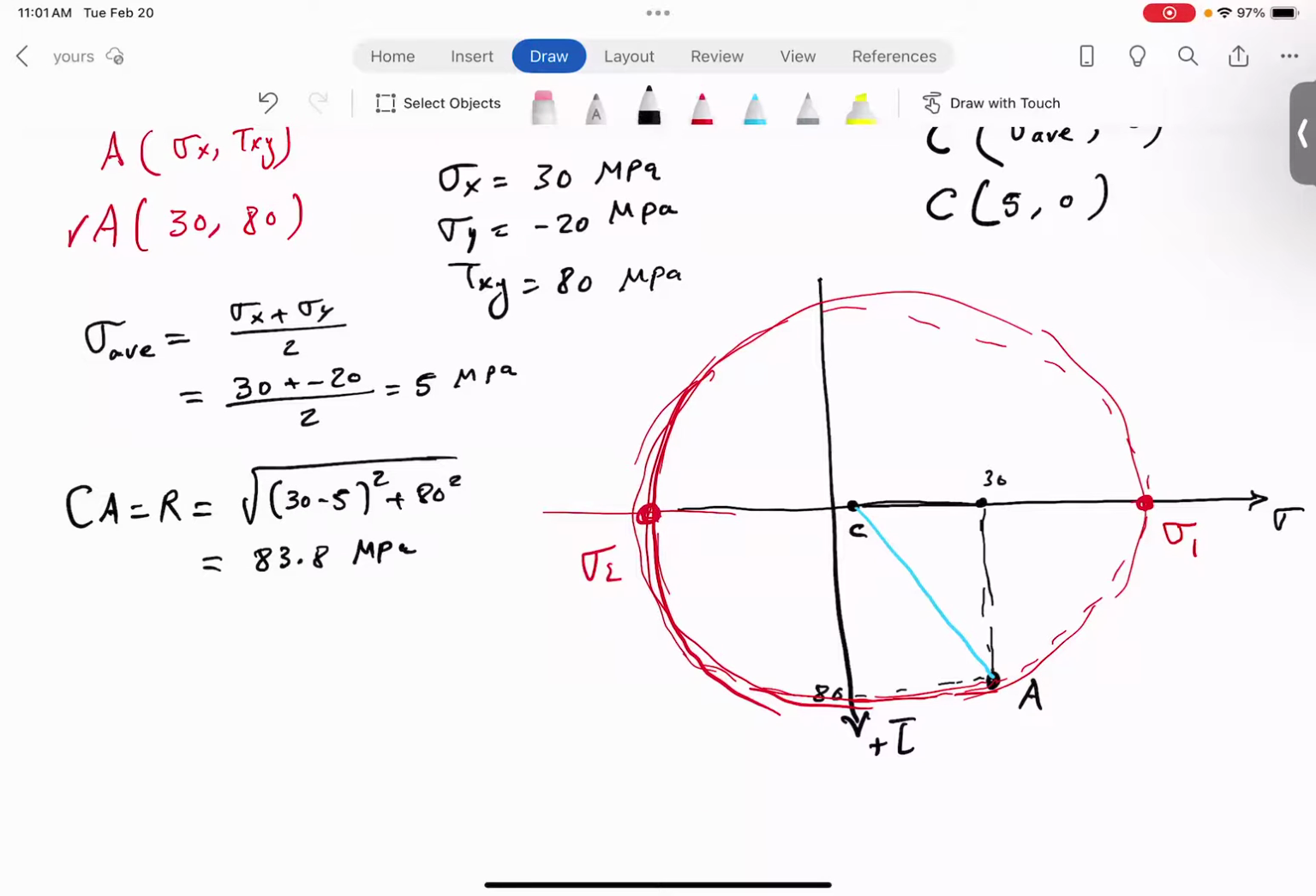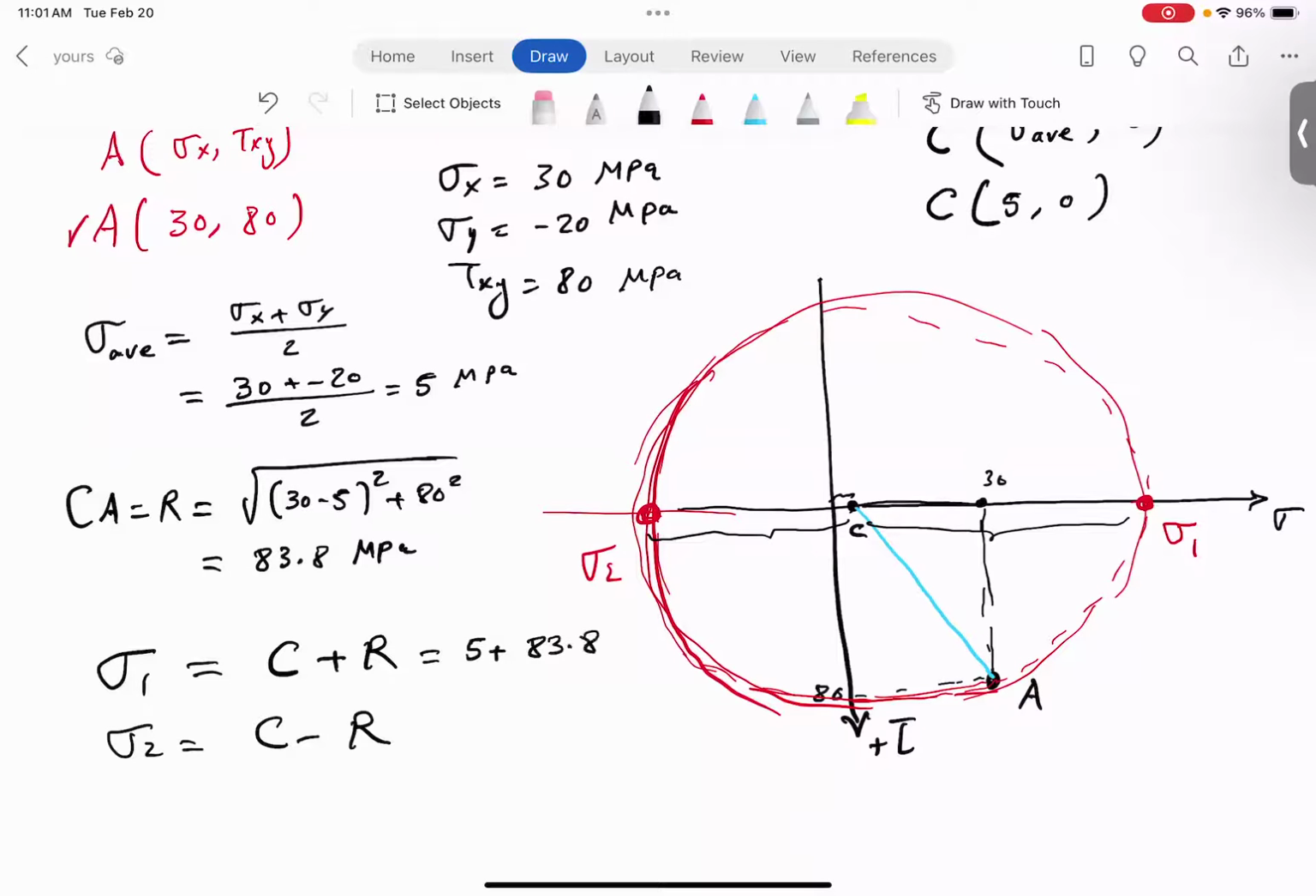Actually, sigma 1 and sigma 2 are easily determined by just saying, look, sigma 1 is C plus R. See, this is C, and this is R, right? And C minus R is sigma 2. So those are your principal stresses. So if you go ahead and have 5 plus, what is R? 83.8. And then 5 minus 83.8.